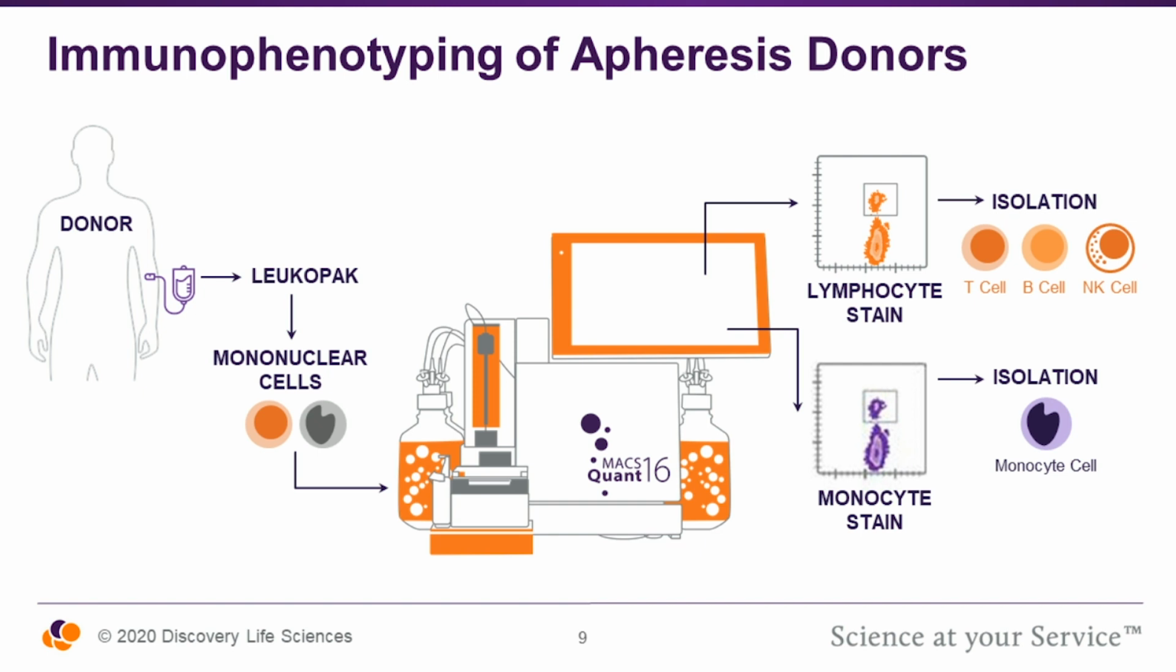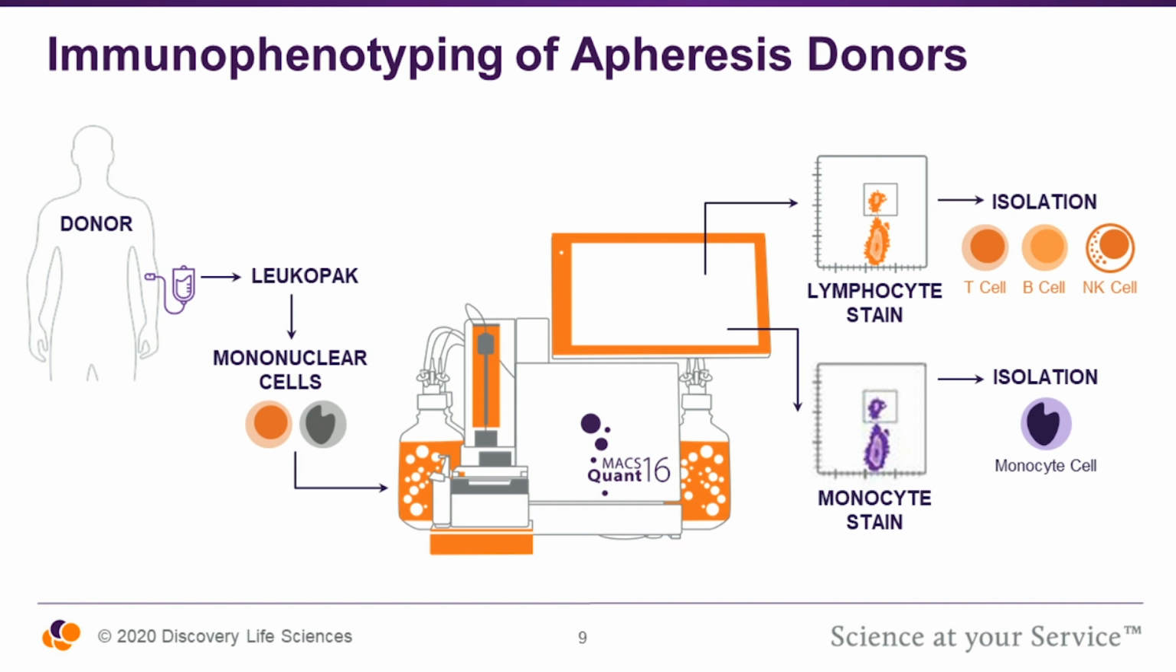The real power of what we're doing with our apheresis clinic, though, is our immunophenotyping of all our donors that come through the clinic. This schematic shows how that workflow is performed. In this case, the donor leukopak is brought into the lab and processed down into the mononuclear cell fraction. At this point, we use Miltenyi's MACSQuant16 flow cytometer.